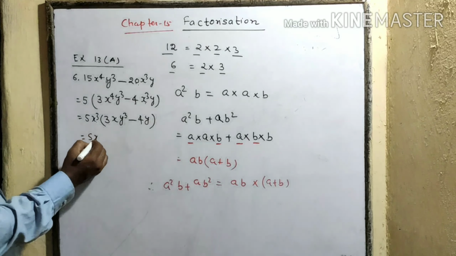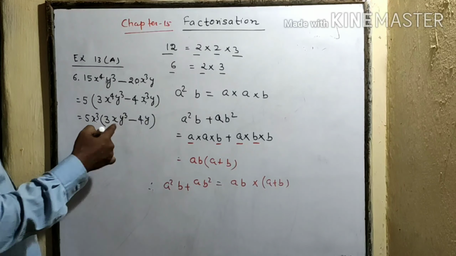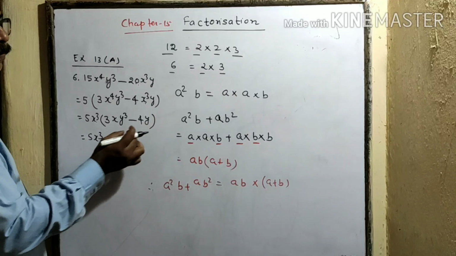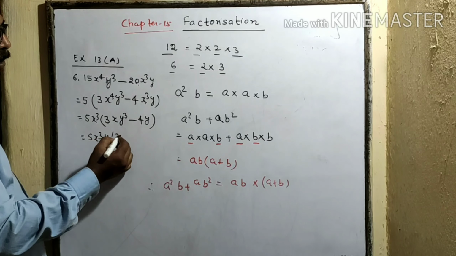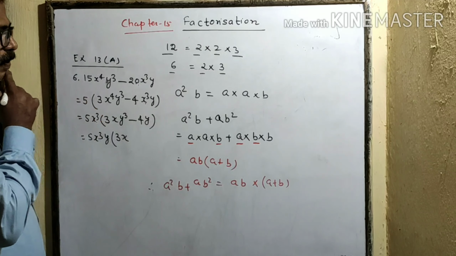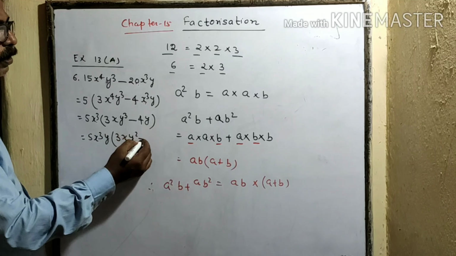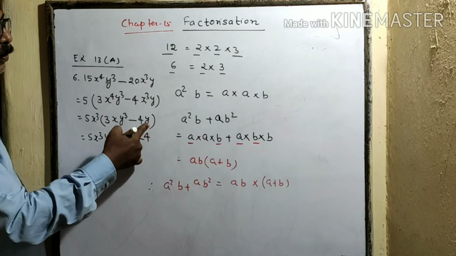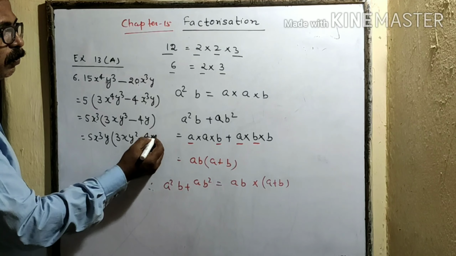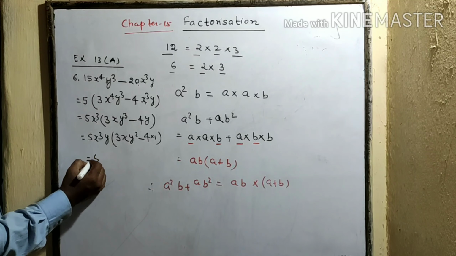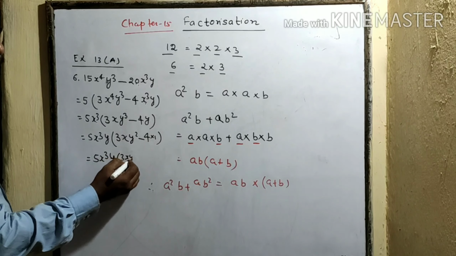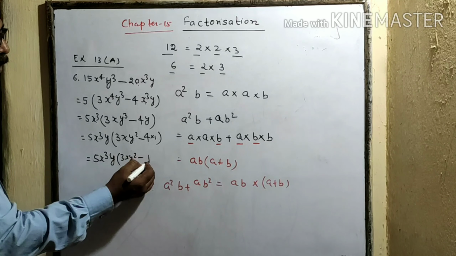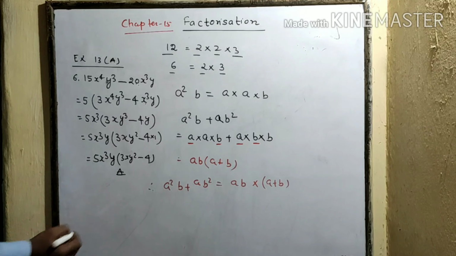Now the next step: find the common between y cube and y. Y is common, so we'll take out y as common. So it will be 3x, and out of y cube, if y is taken, y square is left. And from here 4 is copied and y is taken out, so 1 is left. So it can be factorized to 5x cube y into 3xy square minus 4. This will be your answer.